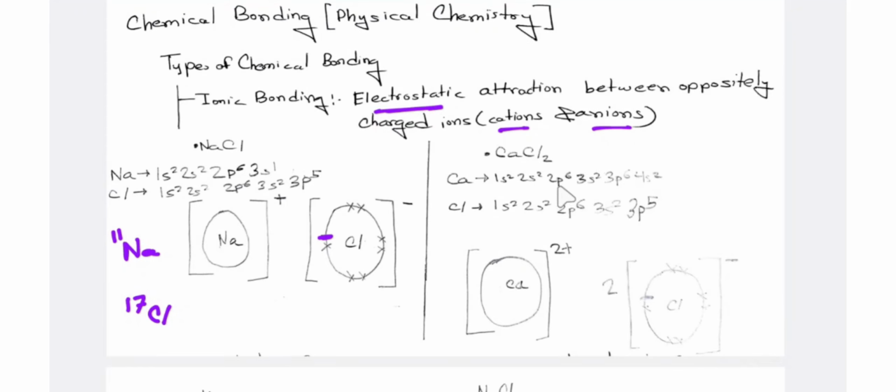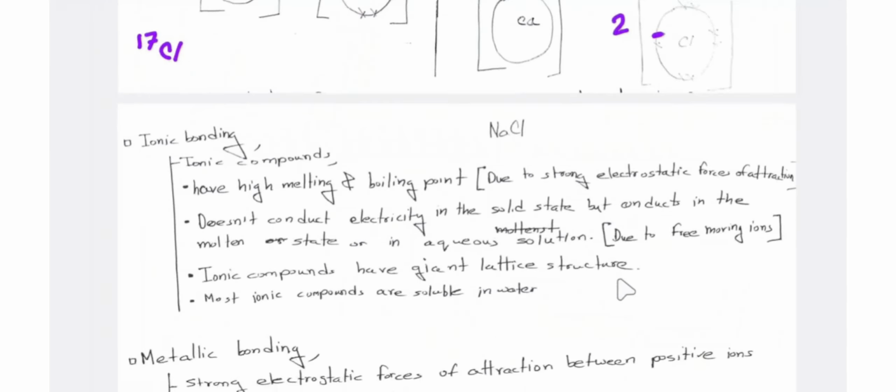Similarly, for calcium chloride, calcium has 2 valence electrons, so it gives its 2 valence electrons to chlorine, which needs 1 valence electron each. So it gives them to 2 chlorine atoms to form 2 chloride ions, so calcium 2 plus ion and 2 chloride ions. So this is the ionic bonding.